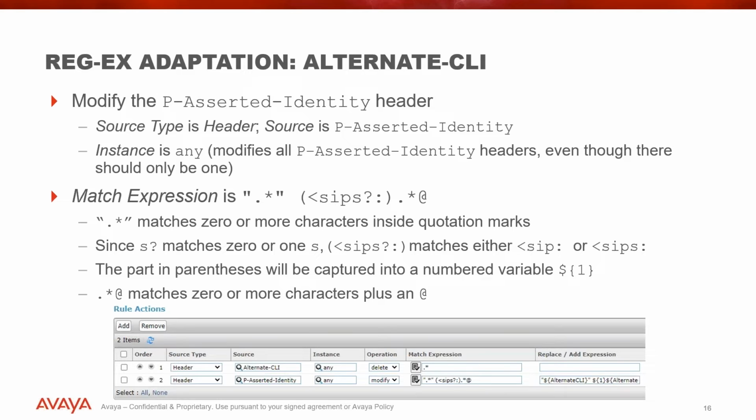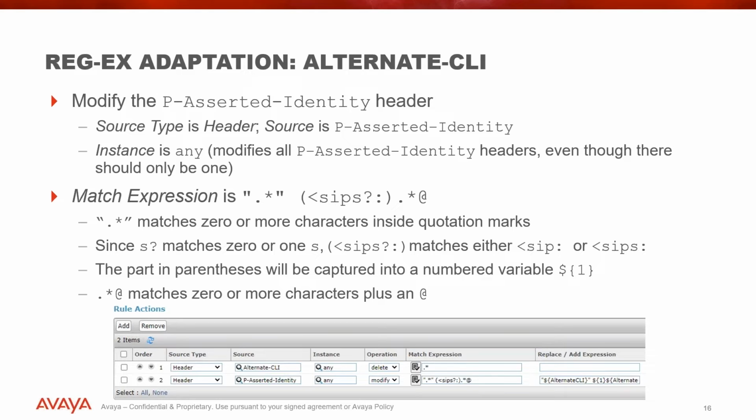Double quote, dot star, double quote is going to match 0 or more characters inside quotation marks. And again, since the star is greedy, it would even match double quotes, but you should not have a PAI header that has more than the 2 double quotes in it. So the dot star is going to match whatever display name is already in there. Then we get to bracket SIP-S question. We already talked about SIP-S question. That's going to match either SIP or SIP-S. And then a colon. That's all in parentheses.